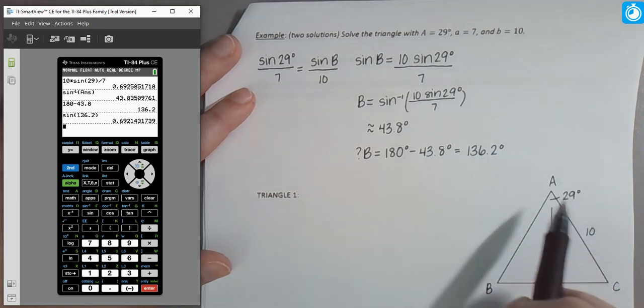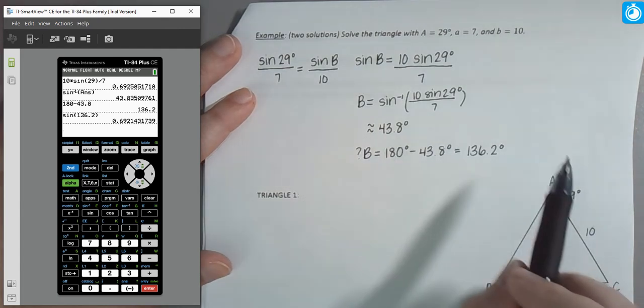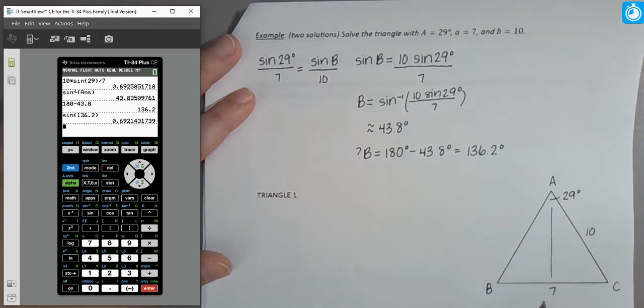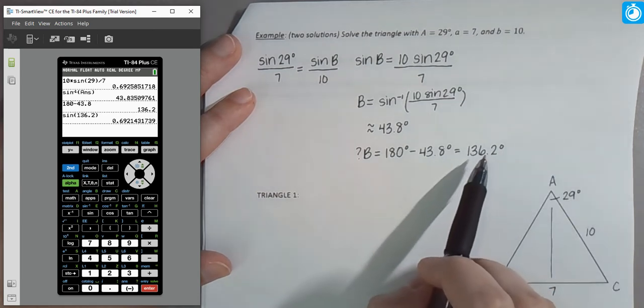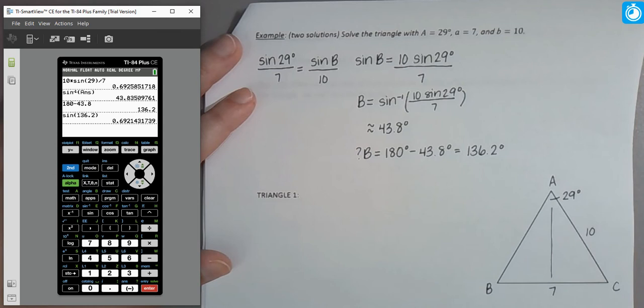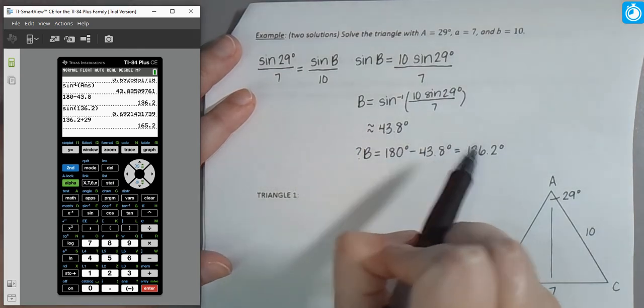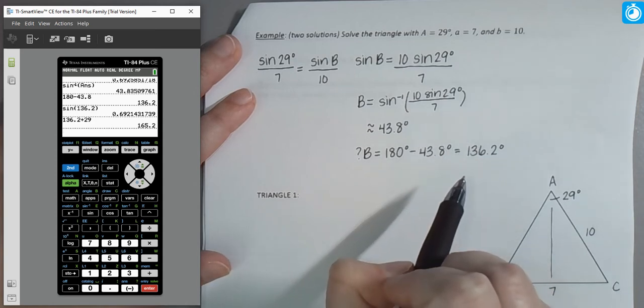Well, we already have an angle measure of 29 degrees. 43.8 degrees and 29 degrees still leave us room to solve for an additional angle. 136.2 degrees and 29 degrees also leave room for an additional angle. To verify that, let's add them up: 136.2 plus 29 is only 165.2. It's still less than 180, so there's still room for an additional angle in the triangle. That means both of these are possible values for B.